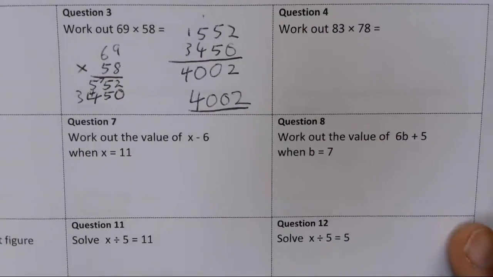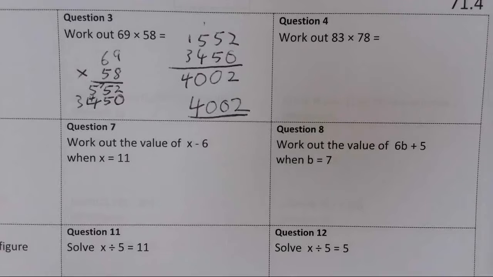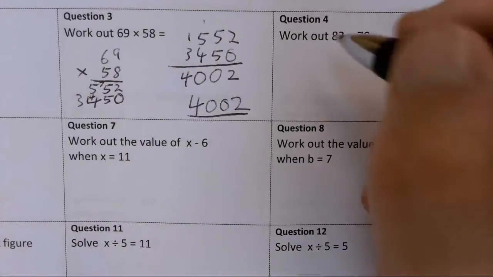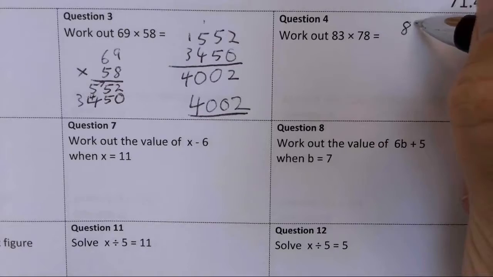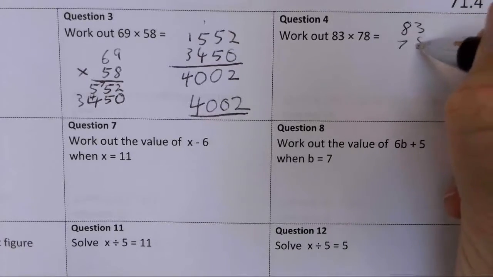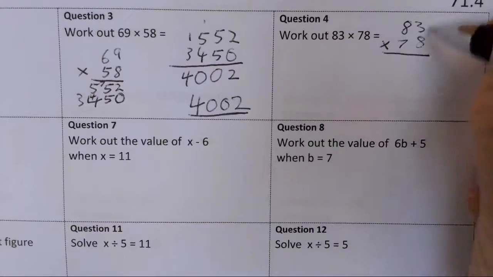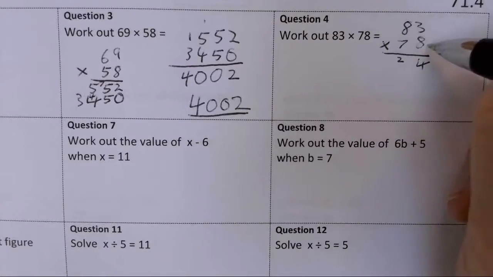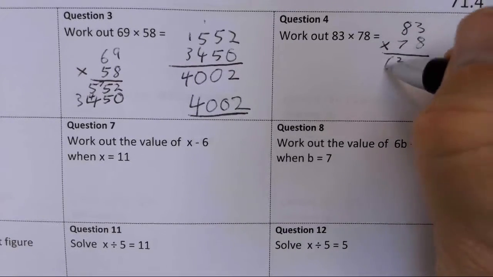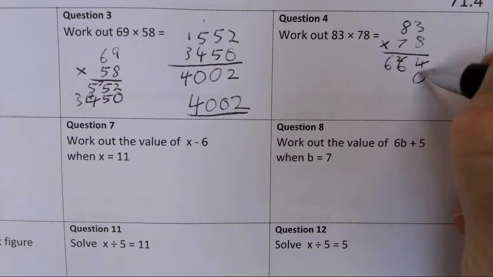Okay, this is not something to practice your calculator skills. It's something to practice your written calculation. Okay, I've got 83 times 78. Now I'm going to do it over here, so I'm not going to need to write it out again. So 83 times 78. So start here. 8 times 3 is 24. 4, little 2 there. 8 times 8 is 64. Plus 2 is 66. Put a 0.